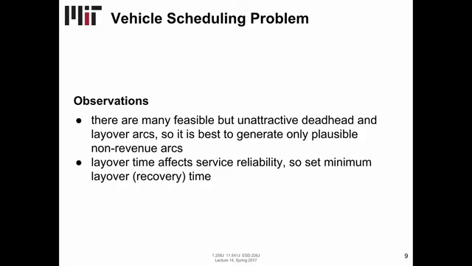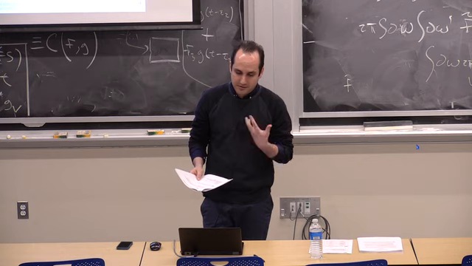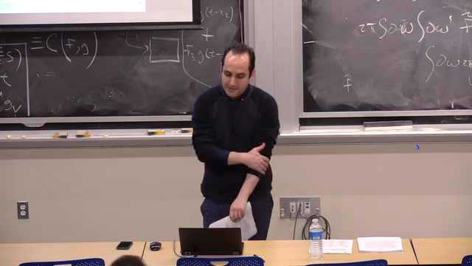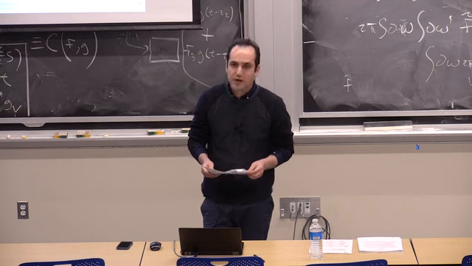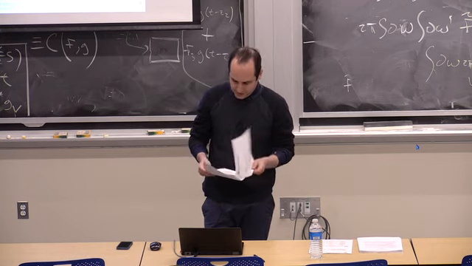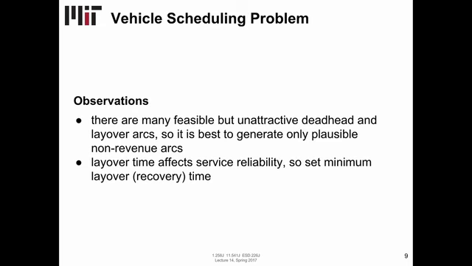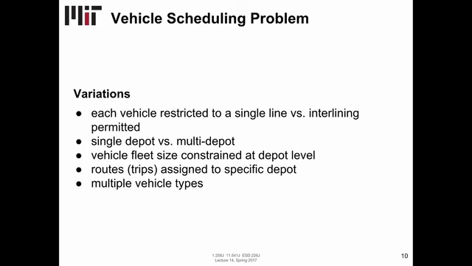So another important observation or quick note here is that there may be many possible deadhead and layover arcs. It's actually combinatorial in nature. However, the designer or the person who tries to solve this problem needs to review these arcs and come up with feasible and plausible arcs to start with.